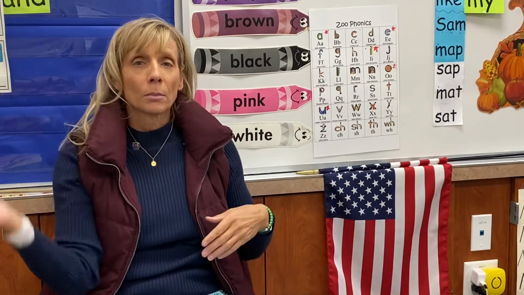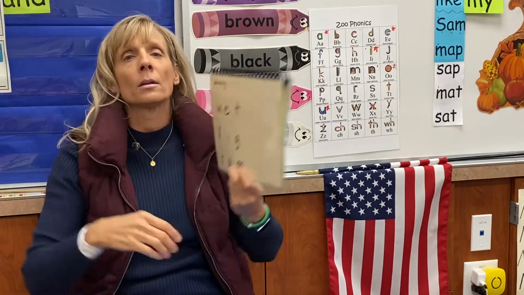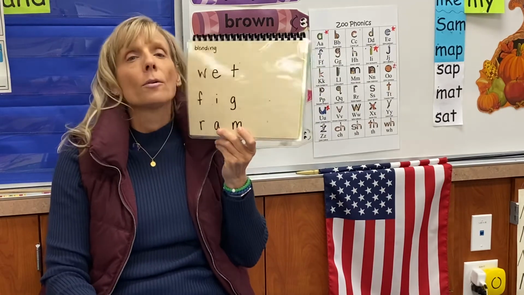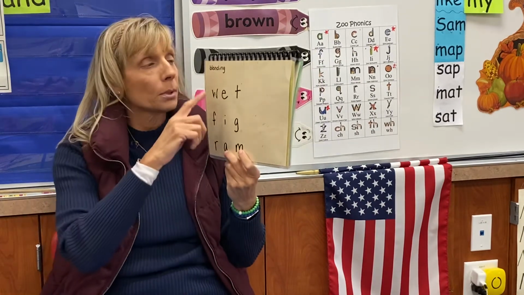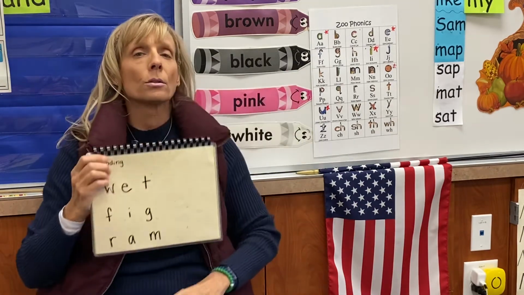Remember, we read from left to right, friends. So that determines what hand we put out when we're breaking it apart. Now we are going to blend 3 sounds together to make a word. Your first letters where you're going to blend are W, E, T. And let's use our Zoophonics today.